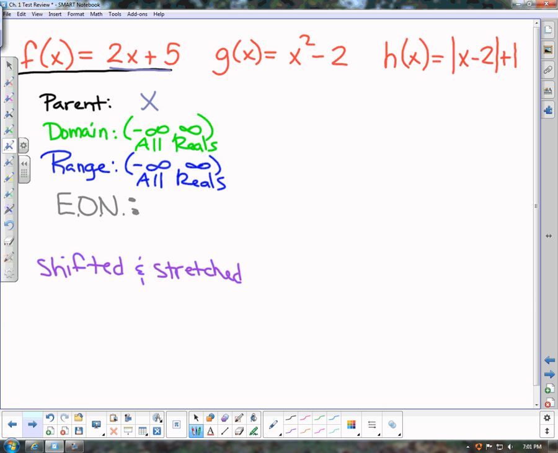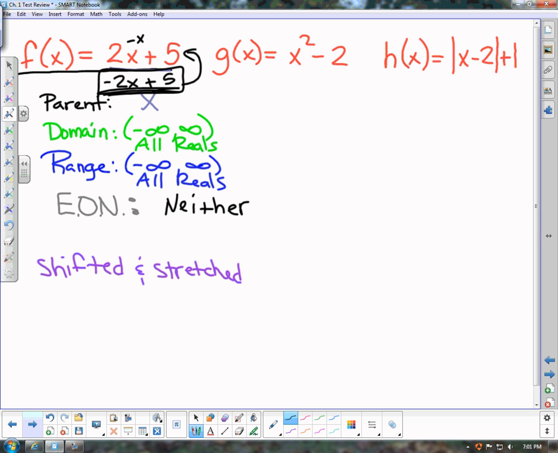Remember, domain is what you can substitute in for x, and range is what answers you would get when substituting those things in. Then figuring out if it's even, odd, or neither. This one in particular would be neither, because if you substitute a -x into this, you will get -2x plus 5. And this is not the same as that, so it's not even. And this is not exactly the opposite of it either, so then it's neither.